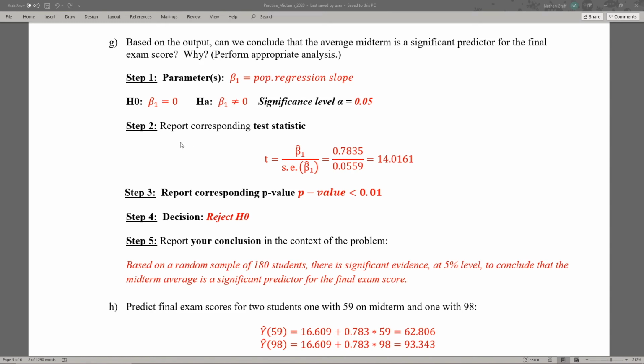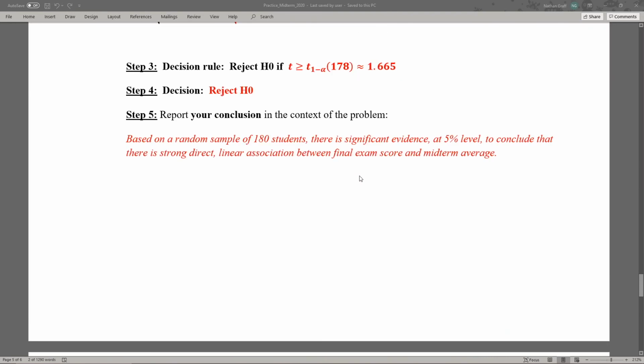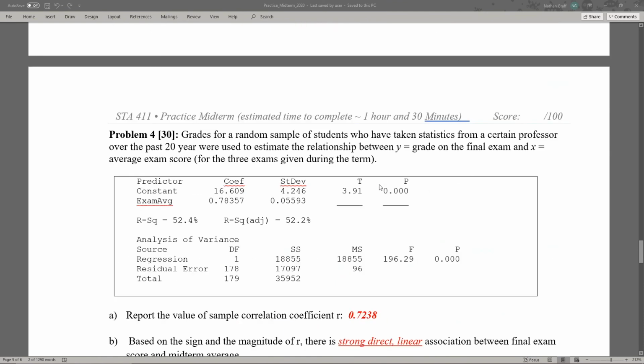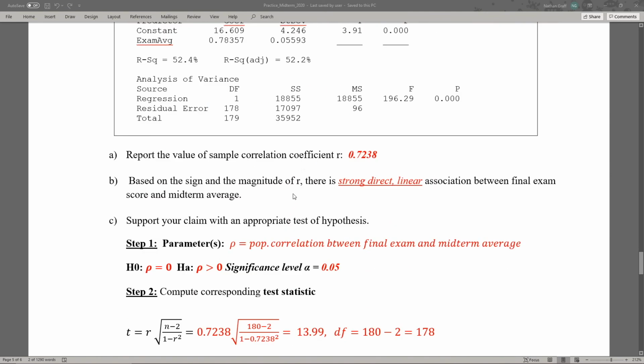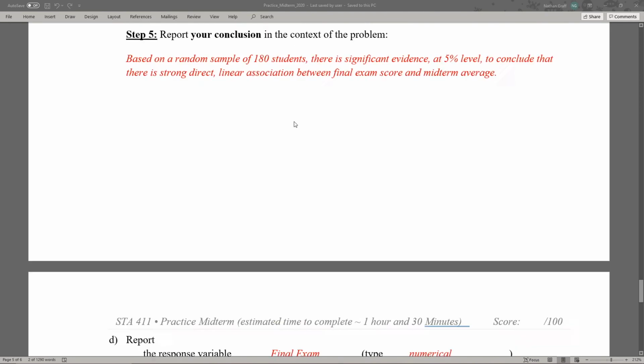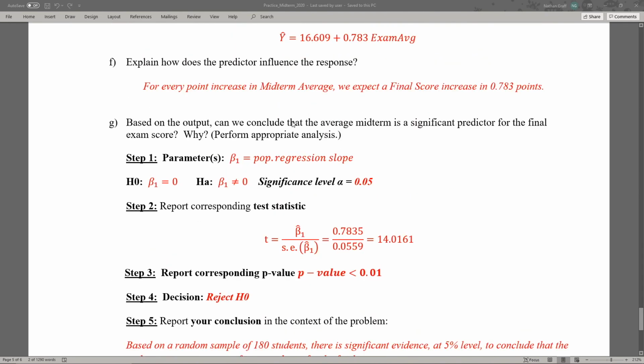Our test statistic is beta 1 hat, which is the estimate for beta 1, divided by the standard error of beta 1 hat. The standard error in this case is again given in the table on the top of the problem. We see that the standard error for beta 1 is 0.05. Thus, we have a test statistic of 14.016.